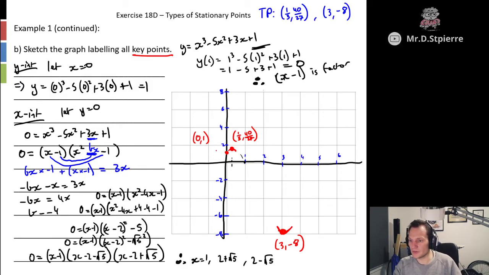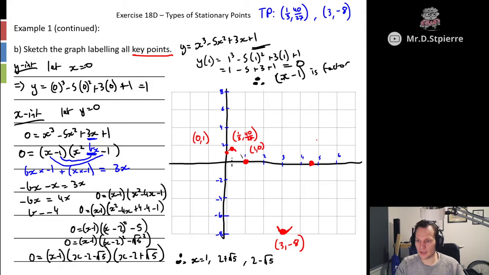So let's put those in. We have one there, which is 1, 0. Now we have to estimate some sizes here. Roughly, what is the square root of 5? Well, 5 is between 4 and 9. The square root of 4 is 2. Square root of 9 is 3. It's between those two, so it's 2 point something. So we've got 2 plus 2 point something. So it's going to be 4 point something.